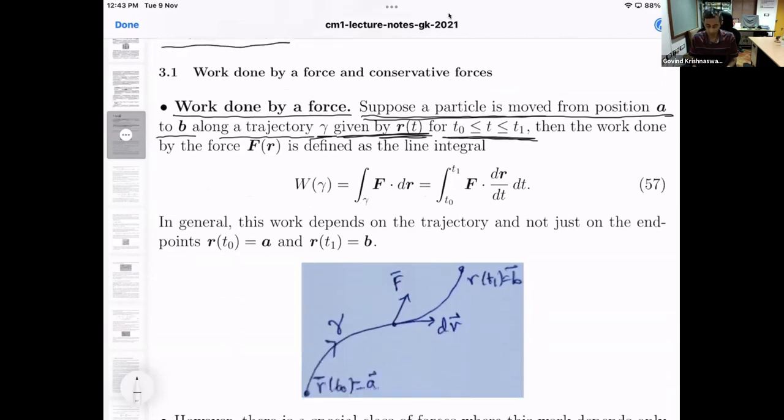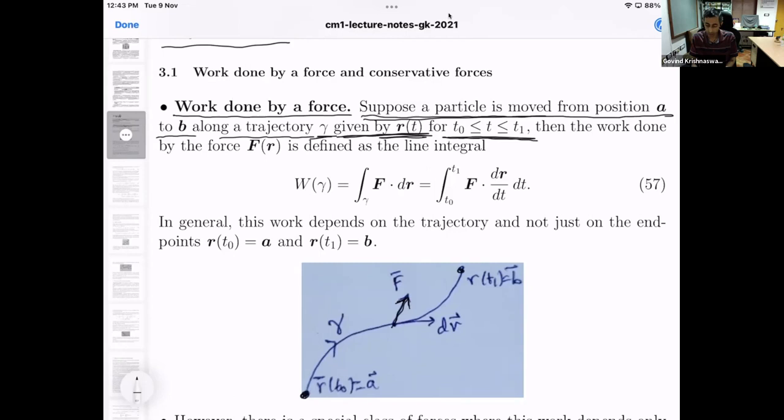A particle moves from a point A to a point B along a certain trajectory under the influence of a certain force. Now, the force definitely need not point tangent to the curve that the particle follows. As you are aware, even for circular motion, the force points inwards, whereas the particle may move tangentially. So the force points in some direction.